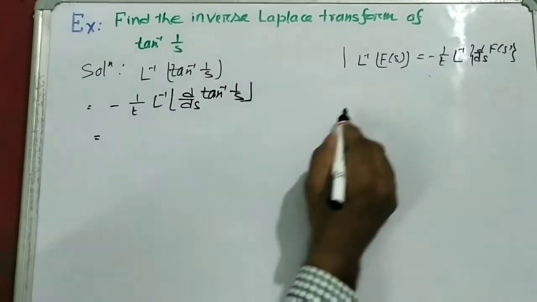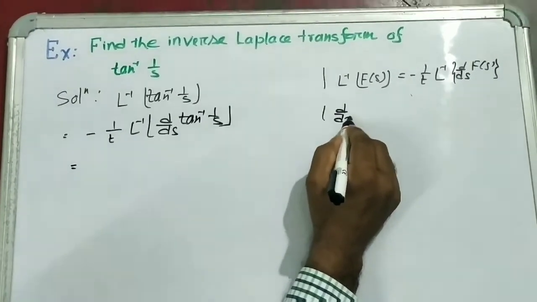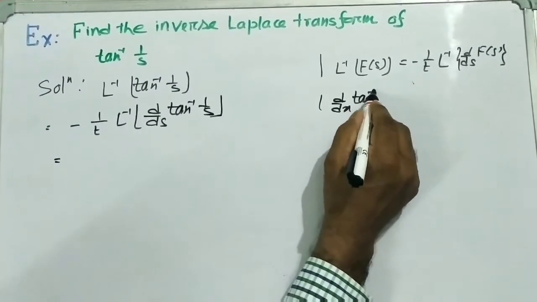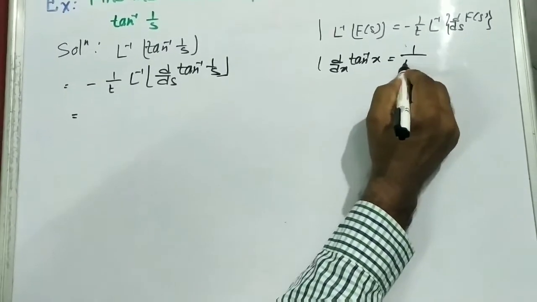Again, you know in the differentiation formula, d/dx of tan inverse x equals 1 by 1 plus x square.